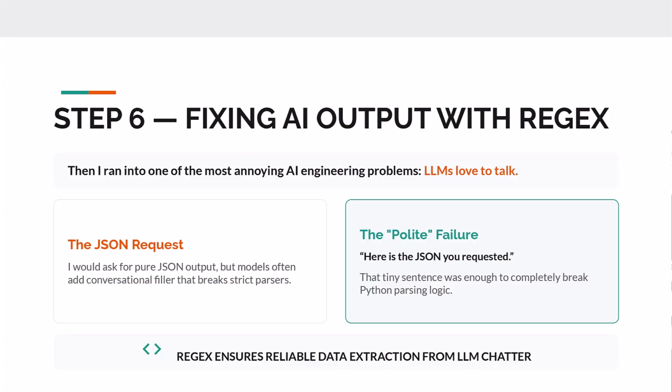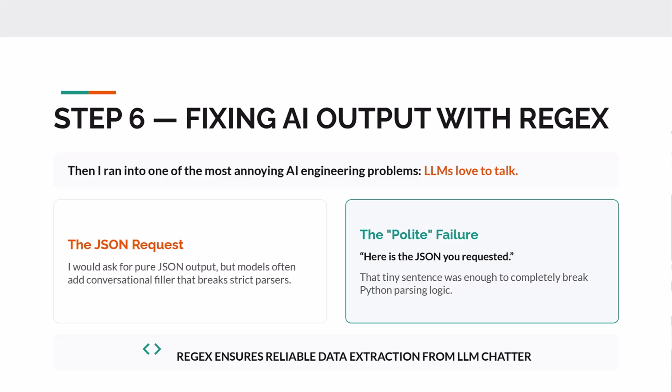Then I ran into one of the most annoying AI engineering problems. LLMs love to talk. I would just ask for pure JSON output and the model would randomly respond with things like, "Here is the JSON you requested." That tiny sentence was enough to completely break Python parsing, so instead of endlessly fighting the prompt, I solved it with software engineering.